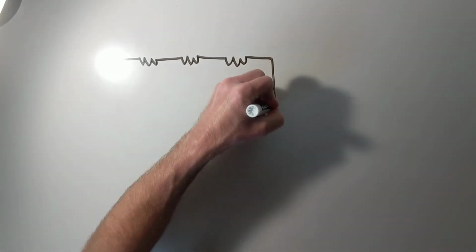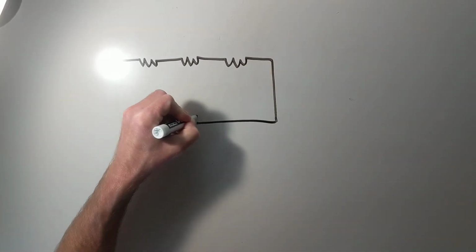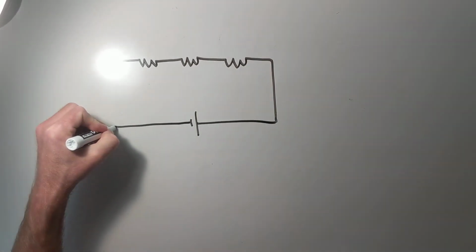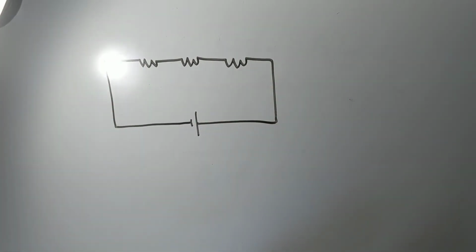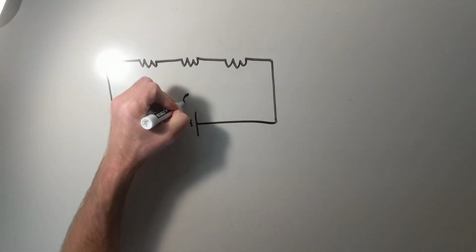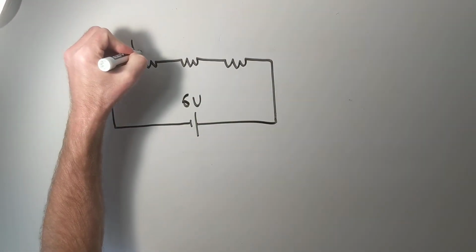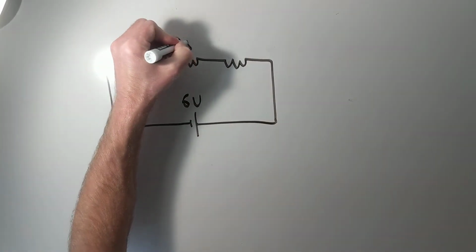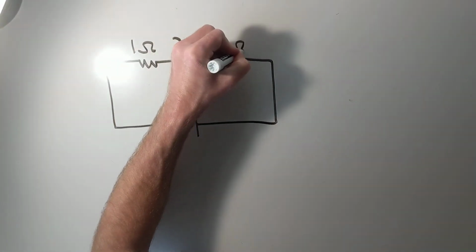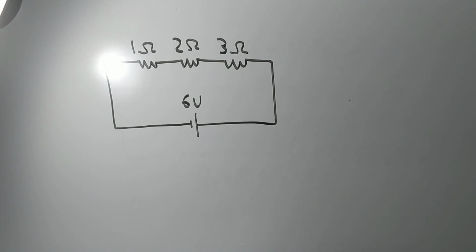So here is resistor, resistor, resistor, and then I'm going to have my battery right here. And like I said, I'm going to make these numbers really nice. I'm going to say this is a 6-volt battery. This is a 1 ohm resistor. This is a 2 ohm resistor. And this is a 3 ohm resistor.